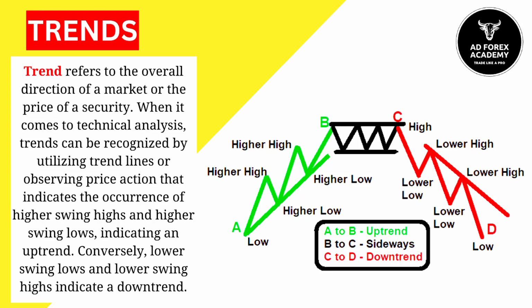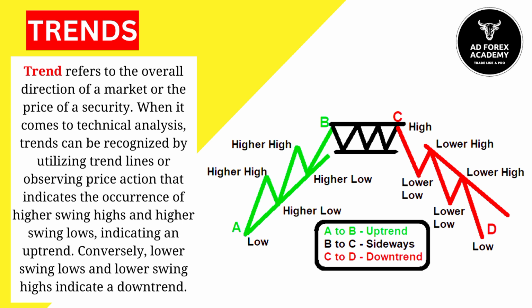So this will be a brief lesson where we'll discuss trends. We have covered trends in our previous video, so you should be familiar with the concept. A trend refers to the overall direction of the market or the price of a security. In technical analysis, trends are identified using trend lines or price action, which highlight the occurrence of higher swing highs and higher swing lows for an uptrend, and lower swing highs and lower swing lows for a downtrend.